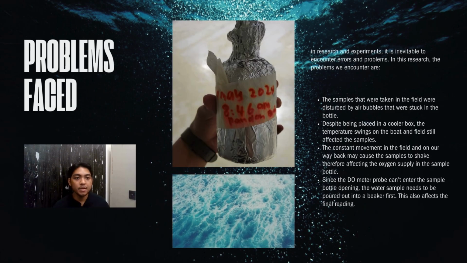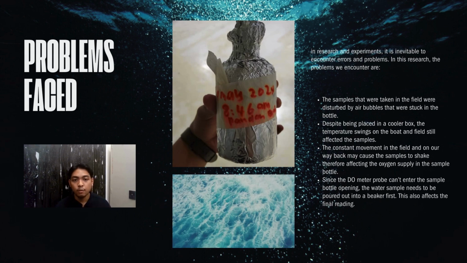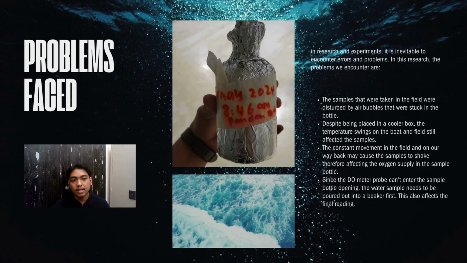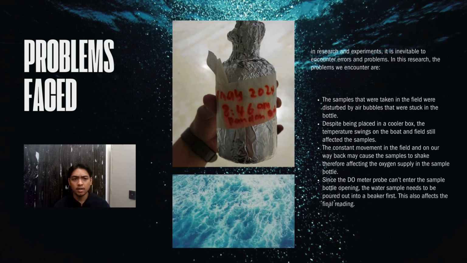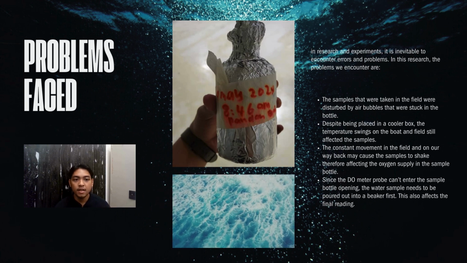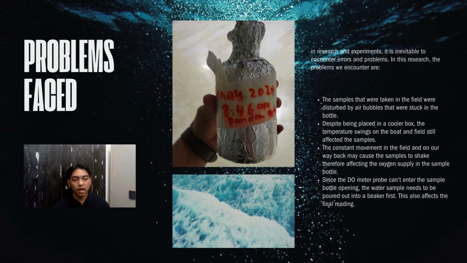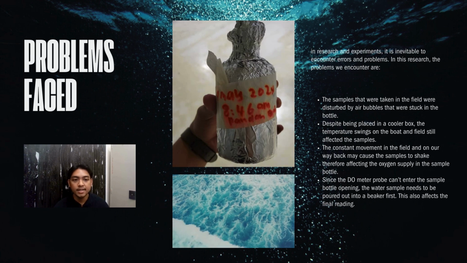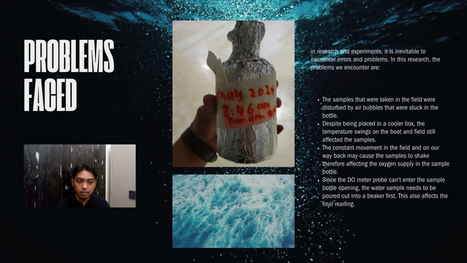In research and experiments, it is inevitable to encounter errors and problems. And while we were doing this research, the problems that we encountered were that the samples taken in the field were disturbed by air bubbles stuck in the bottle. And despite being placed in a cooler box, the temperature swings on the boat and in the field still affected the samples. And the constant movement of the bottle while we were on the boat and on our way back in the bus may cause the sample to shake, therefore affecting the oxygen supply in the sample bottle.